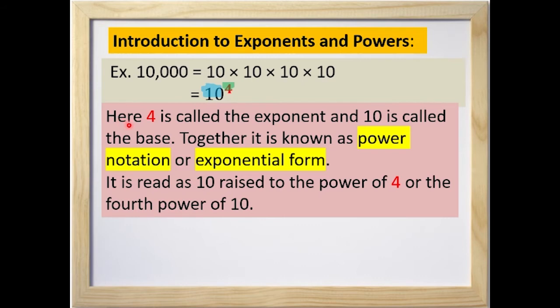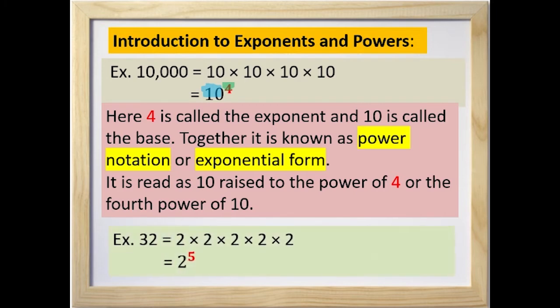The same thing I have written down here. Here 4 is called the exponent and 10 is called the base. Together it is known as power notation or exponential form. It is read as 10 raised to the power of 4 or the fourth power of 10.